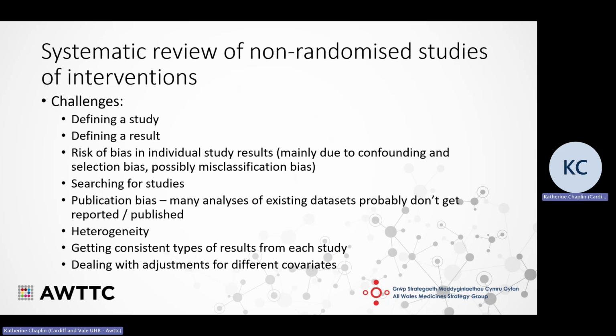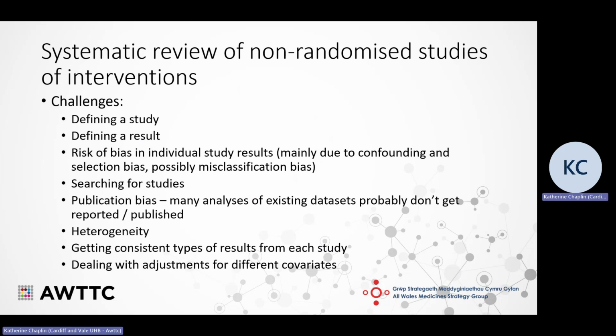Some challenges listed here, including defining a study, defining a result, risk of bias in individual study results, searching for studies, publication bias, heterogeneity, getting consistent types of results from each study, and dealing with adjustments for different covariates. That being said, these can be very useful, especially when RCT data is not available, is incomplete, or infeasible.